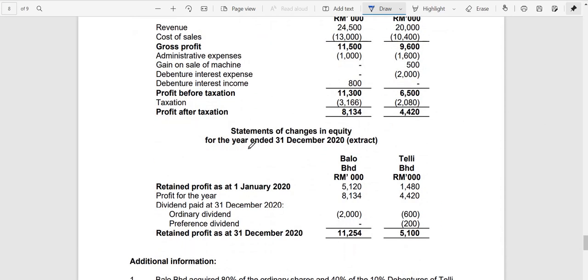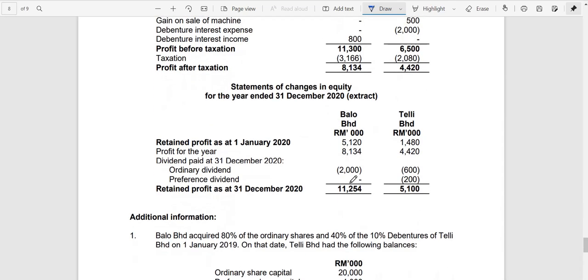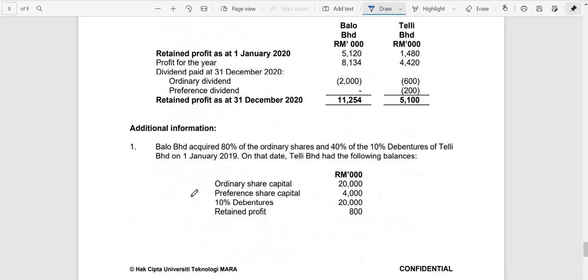You have the statement of changes in equity. In this question, you're also going to prepare the consolidated statement of changes in equity. That would be the second part of the answer, which is going to show just the column of the retained profit and the column of the non-controlling interest. So this is the information that is being given, and it is important here.